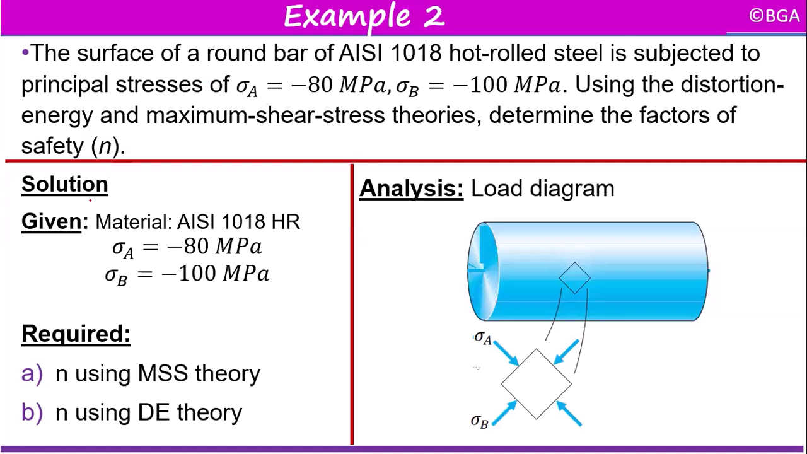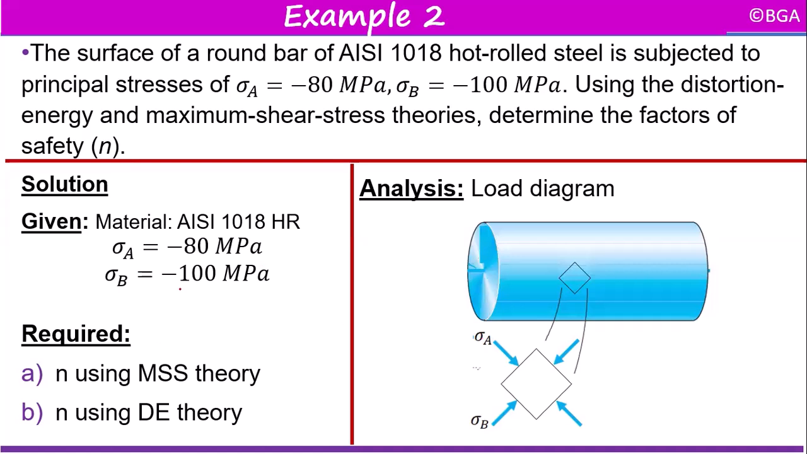As always, we start by extracting the given information. The material is already selected: AISI 1018 hot rolled steel. And these stresses are given, and don't forget, they are principal stresses. In the previous example, the given stresses were induced stresses or working stresses. But in this case, we are given principal stresses. Principal stresses are stresses which are either maximum or minimum that occur on the surface of the bar.